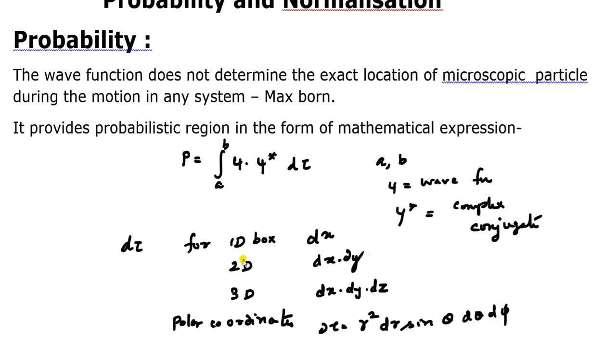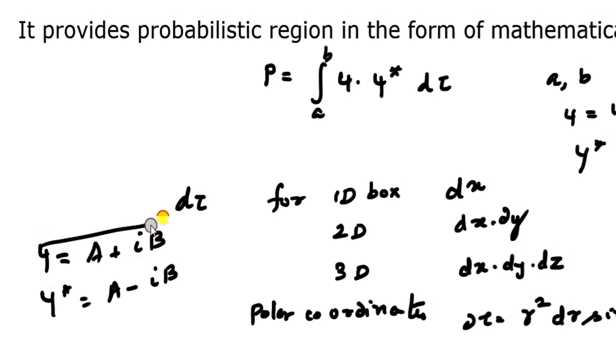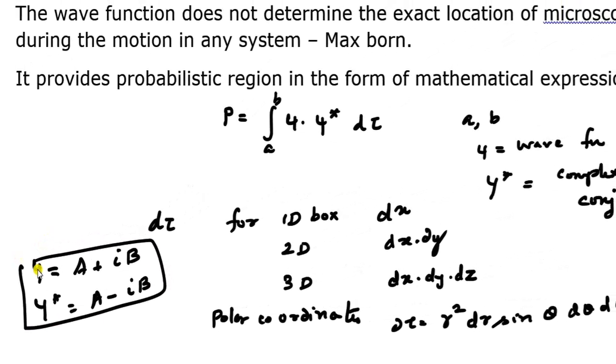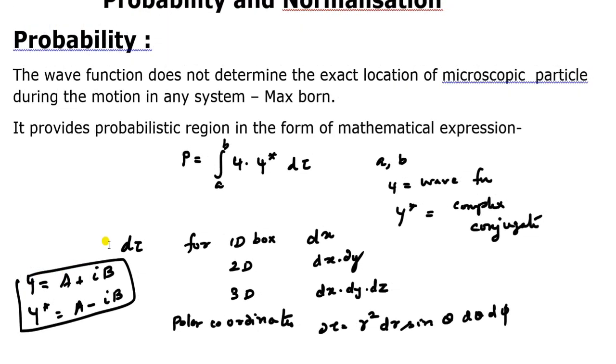And for the complex conjugate, if the wave function is in the form of a plus ib, where ib is the imaginary part, psi star is equal to a minus ib. So this is a complex conjugate. Probability gives the probabilistic region in the form of a mathematical expression, that is, simply said, it is psi square. Okay, this is about the probability.